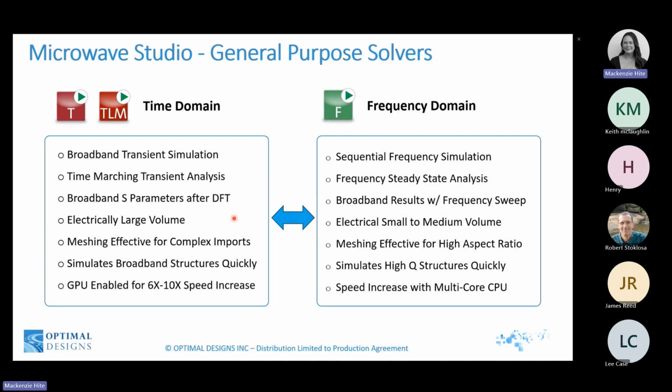Time domain is known for solving electrically large structures compared to electrically small to medium with frequency. The meshing approach in time domain is very effective for complex imports, where the meshing approach in frequency domain is effective for high aspect ratio geometry. Time domain simulates broadband structures very quickly, where frequency domain simulates high Q structures very quickly. Time domain simulation time can be greatly enhanced with GPUs, up to 10x, where speed enhancement in the frequency domain depends upon multiple core CPUs.